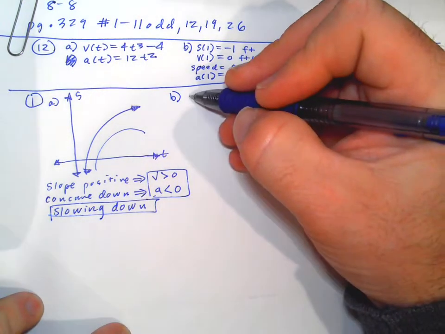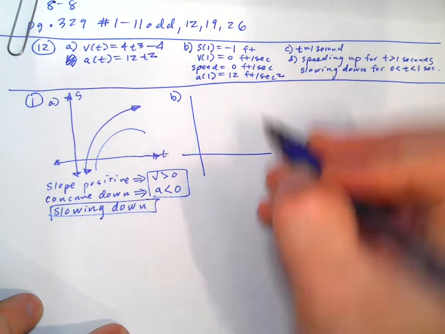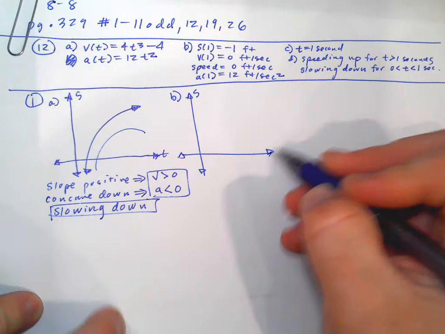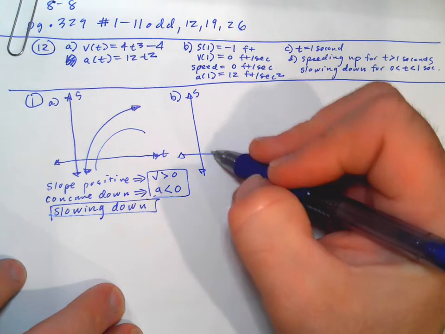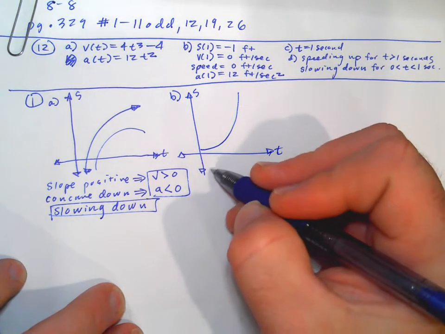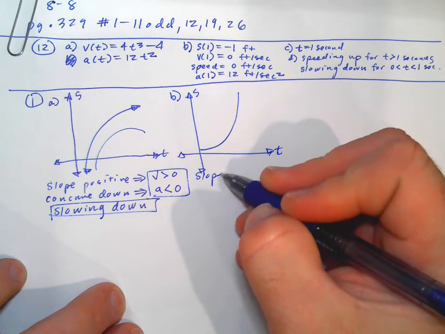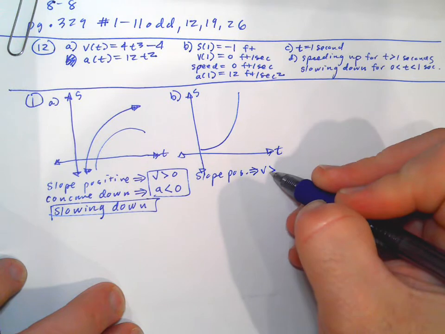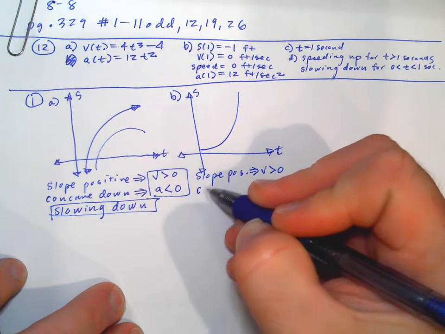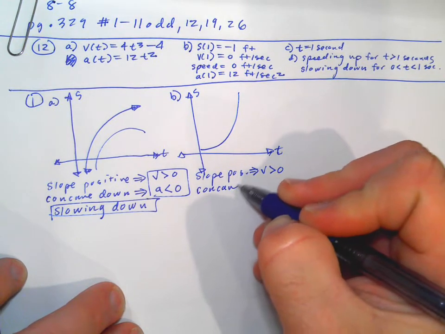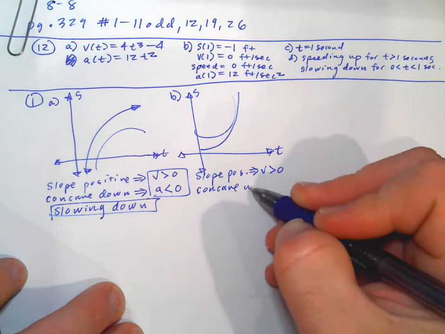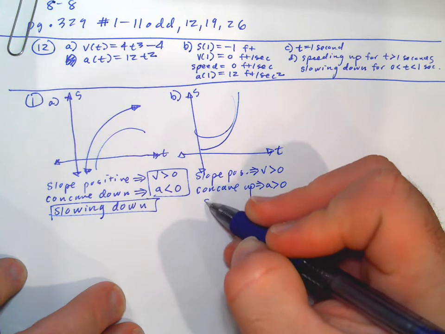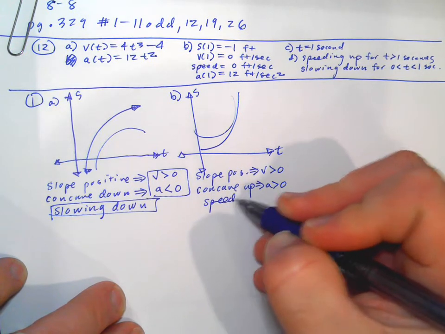B, same questions, different graph. The graph looks like this. So we're going to say, well, the slope is positive, right? So that means the velocity is positive. It is concave up, so that means the acceleration is positive. And since they're both acting in the same direction, the particle is speeding up.